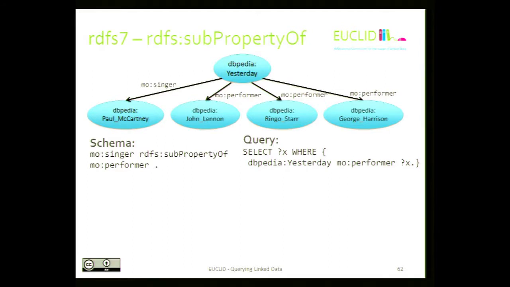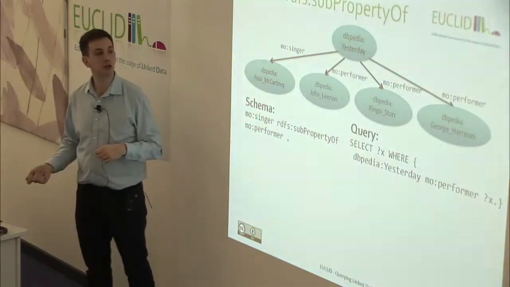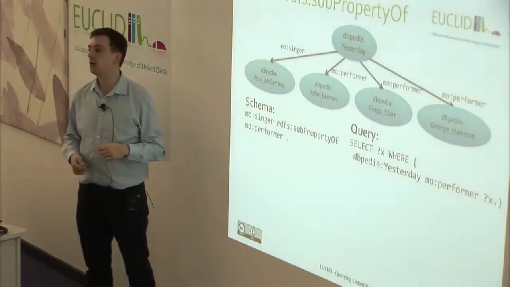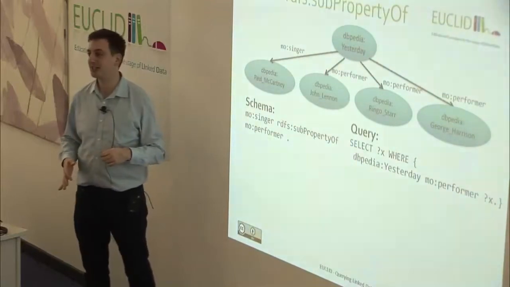Okay? So you can read it this way forward. It says, if you're a singer for a band, then you're a performer for the band. But not necessarily the other way around. Just because you're a performer doesn't mean you're a singer. But if we attach these relationships in the data, that John, Ringo, and George are performers and Paul is the singer, I don't think you do that globally because the others did sing sometimes.